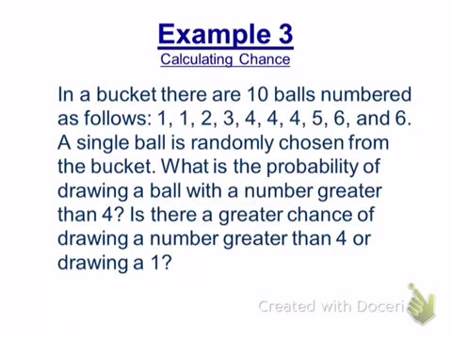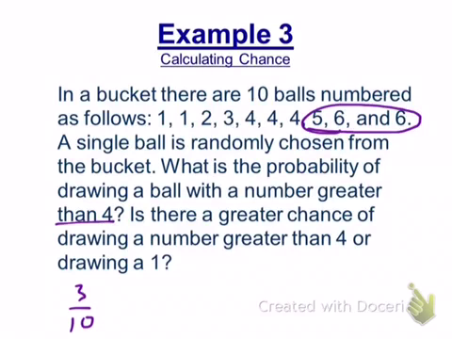In a bucket, there are 10 balls numbered as follows: 1, 1, 2, 3, 4, 4, 4, 5, 6, and 6. A single ball is randomly chosen from the bucket. What is the probability of drawing a ball with a number that's greater than 4? Greater than 4. So we're looking for which balls there? The number has to be 5 or 6, right? So there are 3 out of the 10 that have a number greater than 4. So that first question has an answer of 3 out of 10.